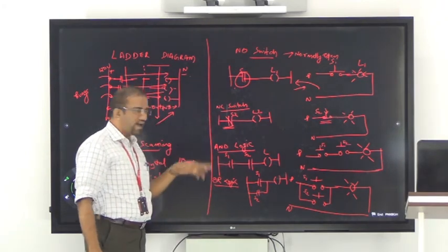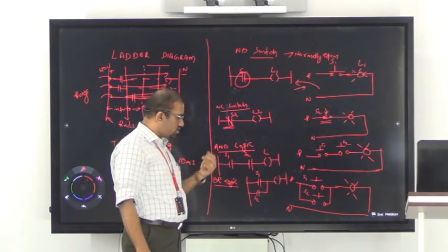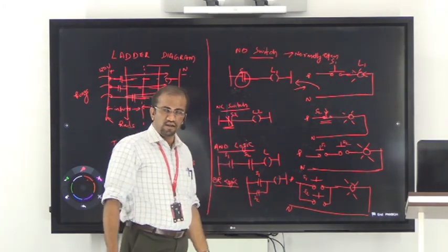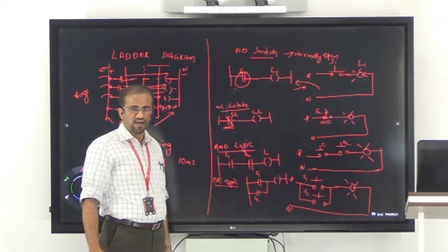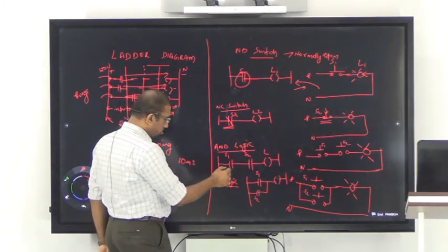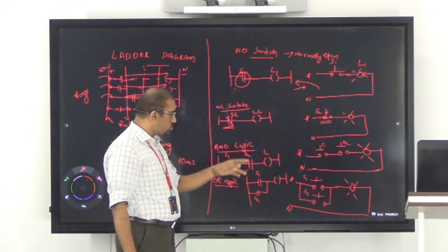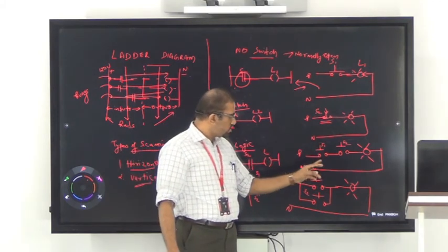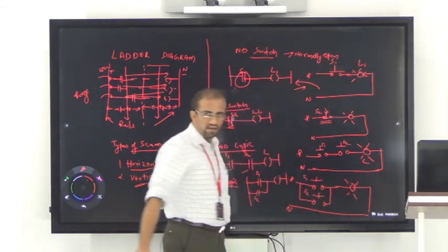Now coming to AND logic. Suppose the question is like this: if S1 and S2 are on, then only light is on. What to do is S1 and S2 should be connected in series. Then only light will be glowing. That means if S1 is on as well as S2 is on, then only light will be glowing. Here I am using NO contacts. So if you are drawing the diagram for that, if S1 is on as well as S2 is on, then only light L will be glowing.